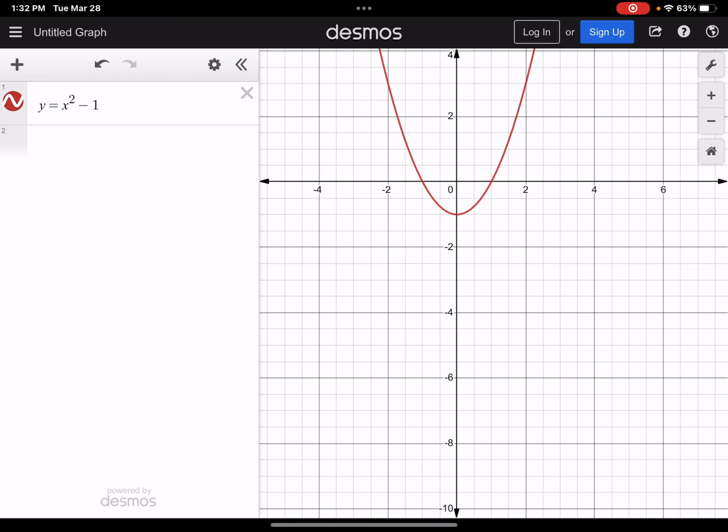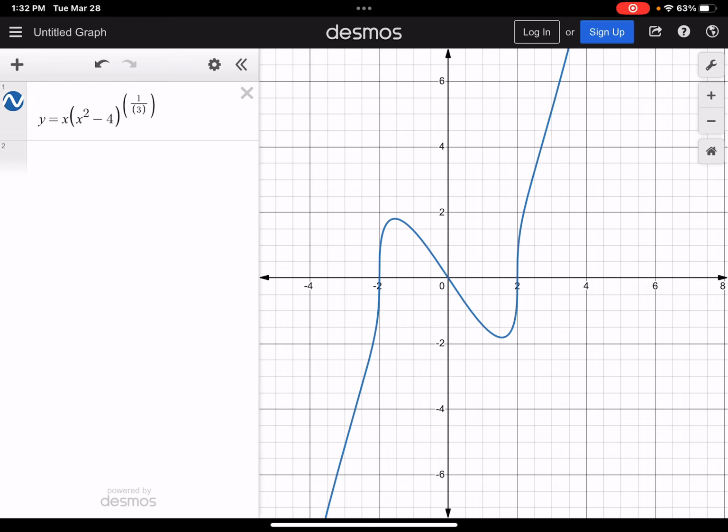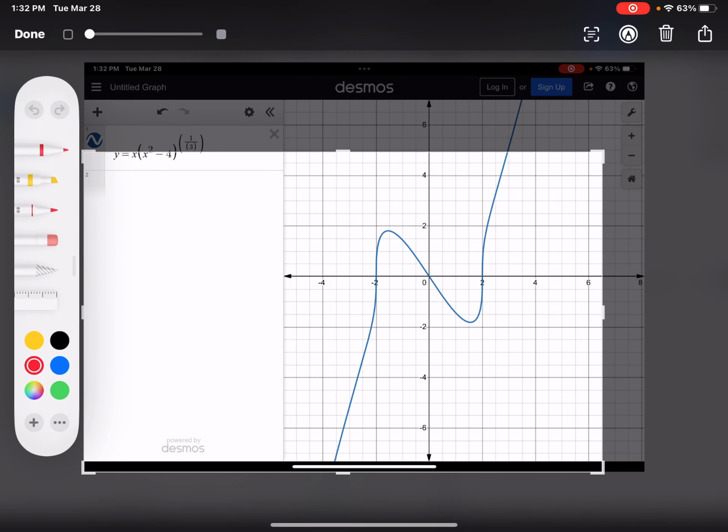Let's get on Desmos. So we're going to draw y equals t. We're going to call it x in here. And then we'll have x squared minus, was it 4? To the power of 1 over 3. Because it was the third root. So this will be the shape of the graph of this function. So I'm going to screenshot this so that we can write on it and we can discuss it in more detail.